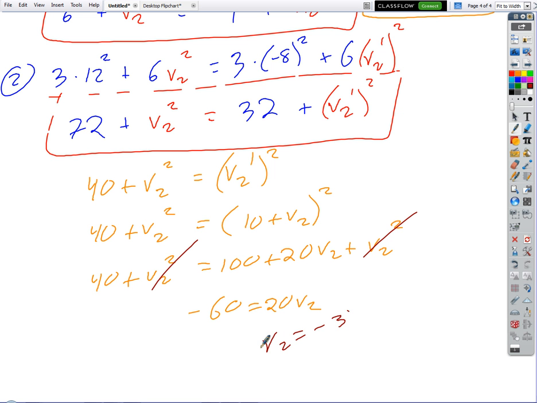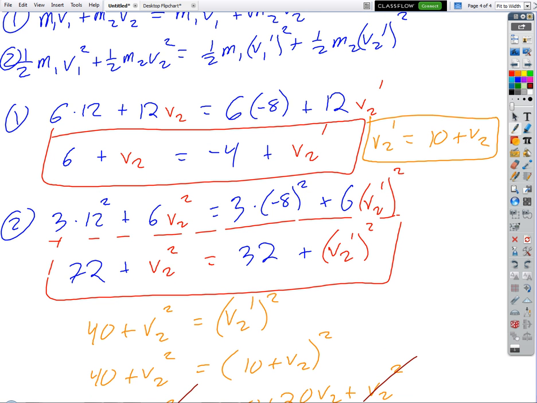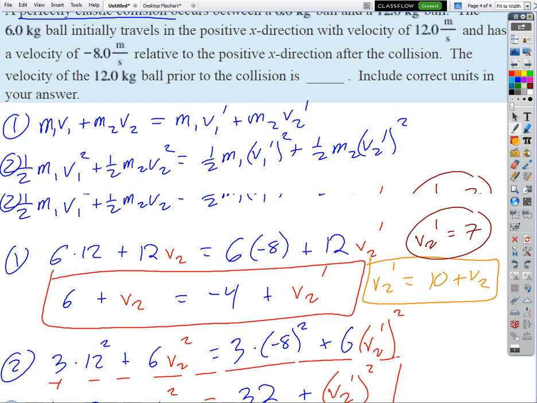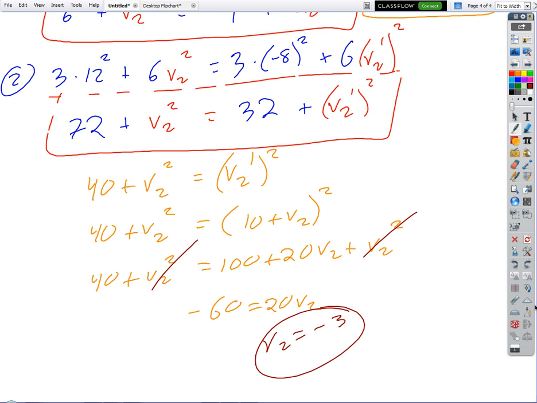V2 equals negative 3. And all I got to do is plug it back in. So negative 3 plus 10 is 7. So V2 prime equals 7. Now which one does it ask for here? It wants to know the velocity of the second ball prior to the collision. So that's going to be V2. So it's negative 3.